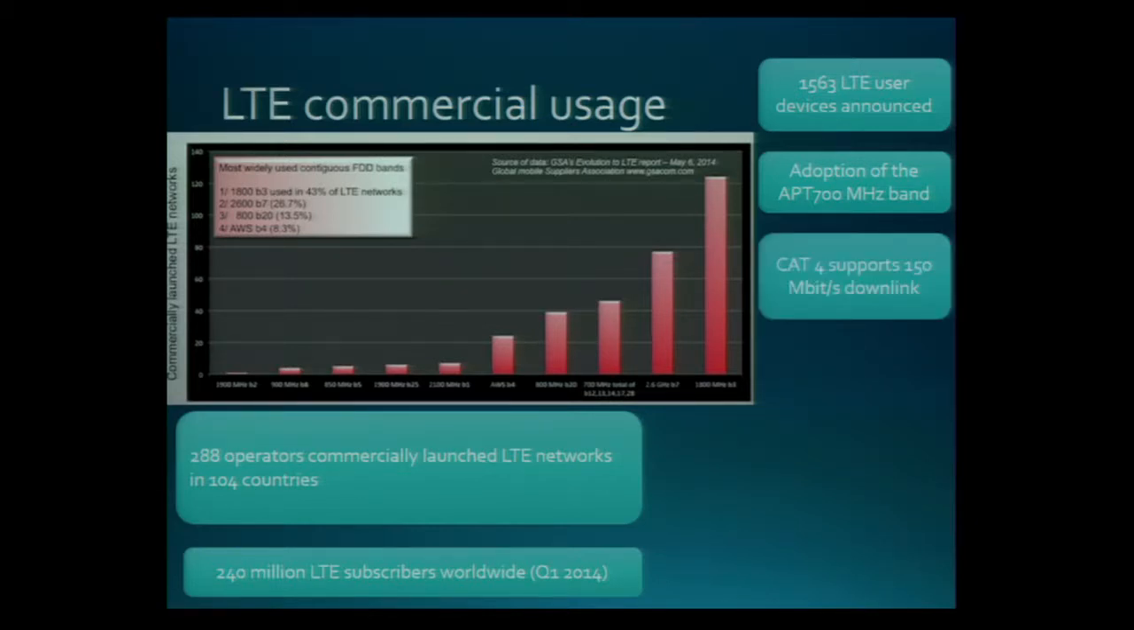We have Cat4. Cat4 means 150 megabits downstream LTE. 150 megabits wireless, public. This is already in Telecom New Zealand. This is in Vodafone New Zealand. This is in Telia Sonera. Is this going to be the replacement of your DSL connection?